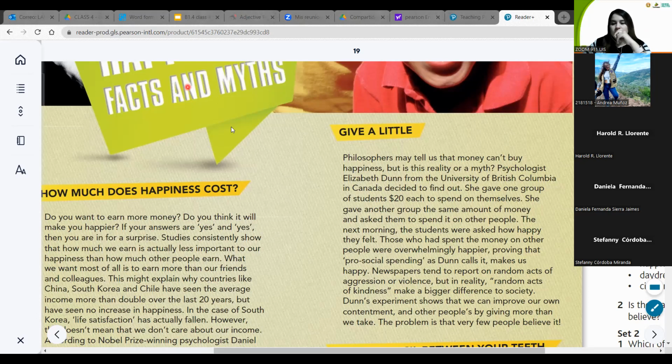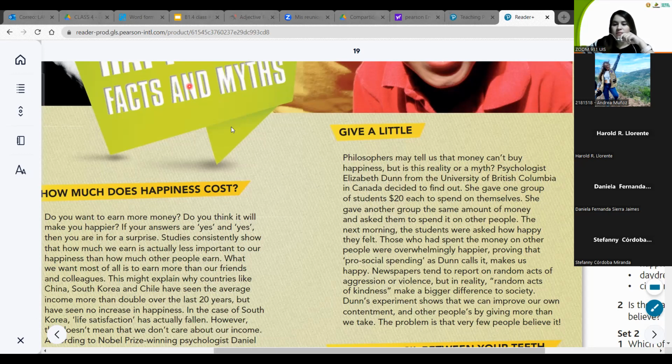The next morning, the students were asked how happy they felt. Those who had spent the money on other people were overwhelmingly happier, proving that pro-social spending, as Dunn calls it, makes us happy. Newspapers tend to report on random acts of aggression or violence, but in reality, random acts of kindness make a bigger difference to society.